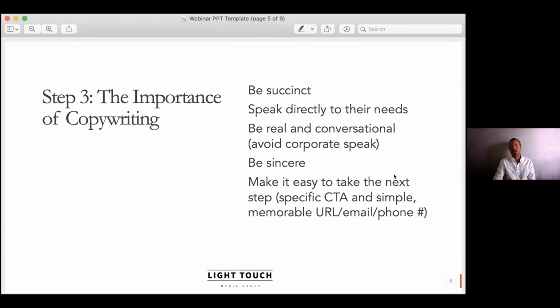And that segues into the importance of copywriting. So we start every project that we do with copywriting. And even if it's a live video where we're interviewing people on camera and we don't have a set script, we're still figuring out the questions to ask those interviewees that are going to give us the answers that the audience intending to watch this video wants. We're going to make sure we give them the information that they want. So when you're writing, be succinct.